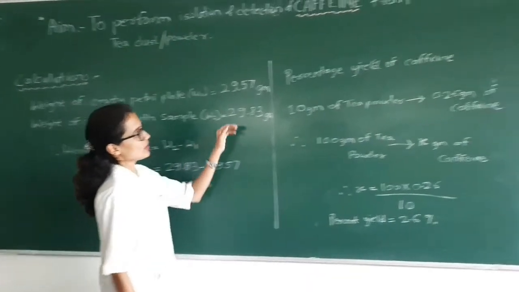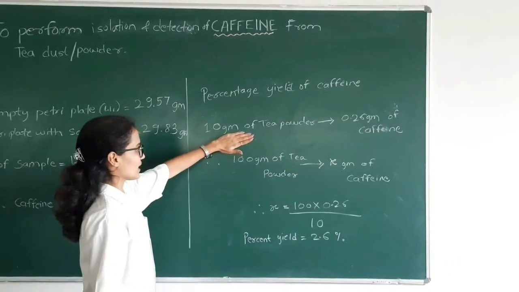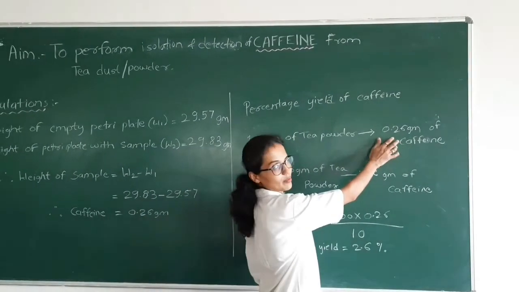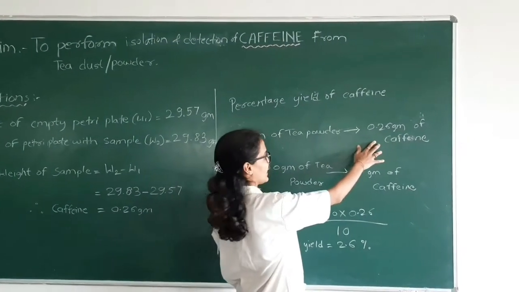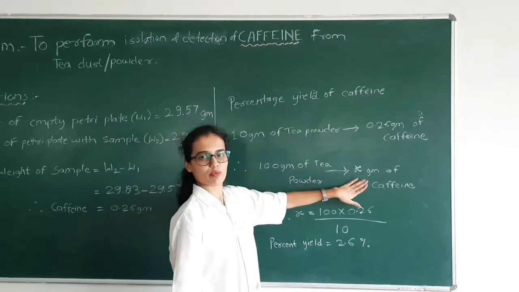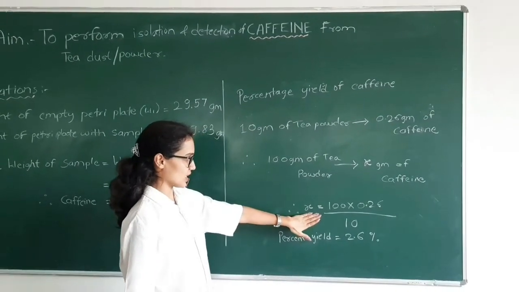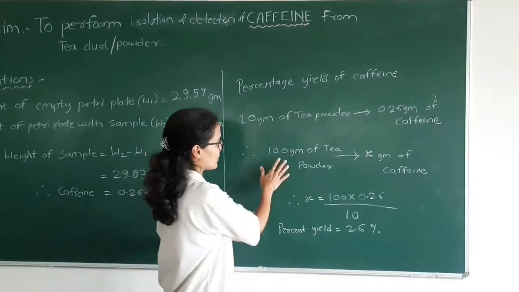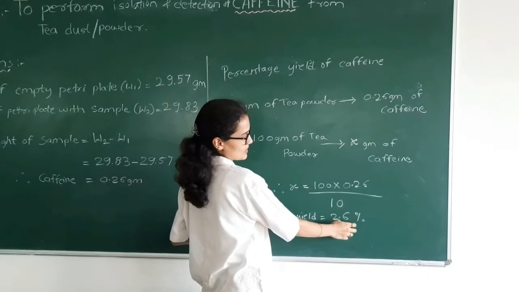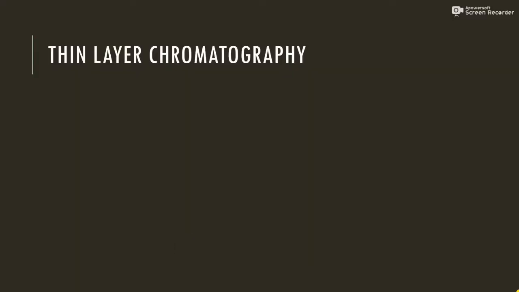Now we will see the percentage yield of the caffeine. So 10 gram of tea powder was taken. From that 0.26 gram of caffeine was collected. For 100 gram of tea powder, x gram of caffeine. So cross multiplication is done, and for 100 gram near about 2.6% of caffeine is isolated.